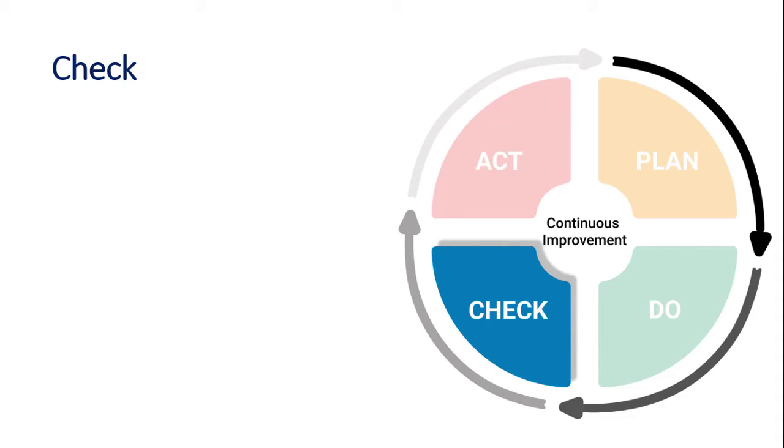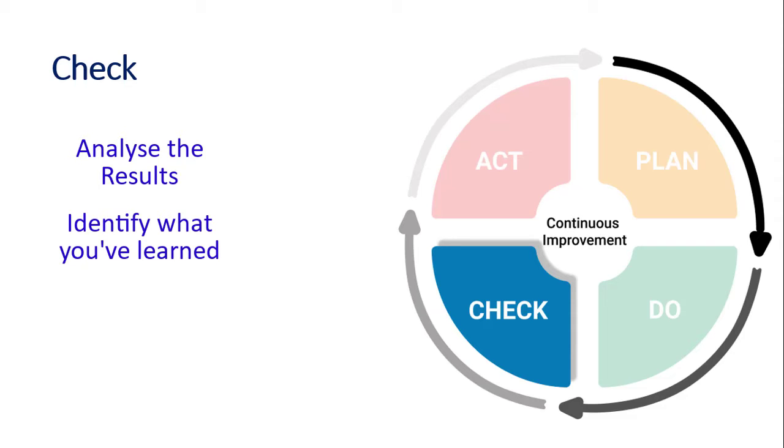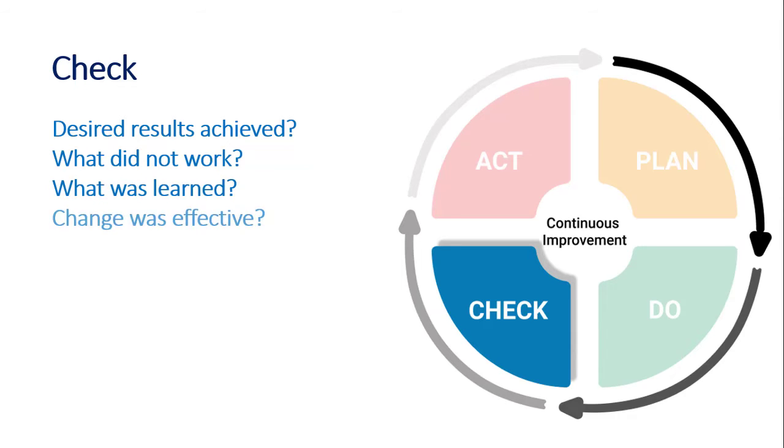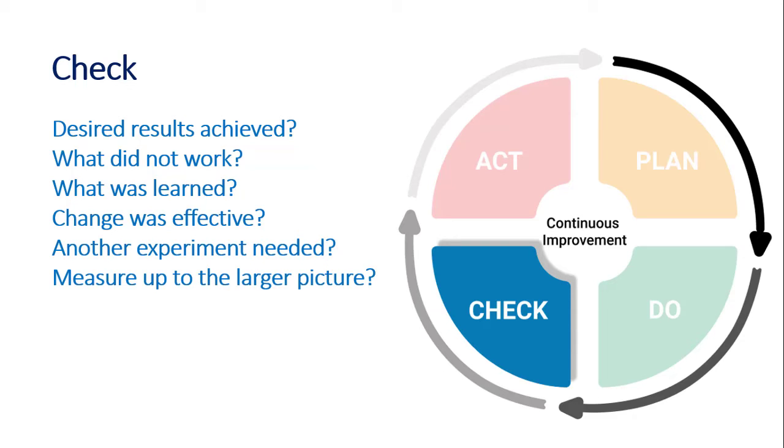In this stage, review the experiment, analyze the results, and identify what you've learned. Consider the following questions. Did the implementation of the change achieve the desired results? What did not work? What was learned from the implementation? Is there enough data to show that the change was effective? Do you need to run another experiment? How does the small-scale experiment measure up to the larger picture? Is the proposed solution still viable and practical?